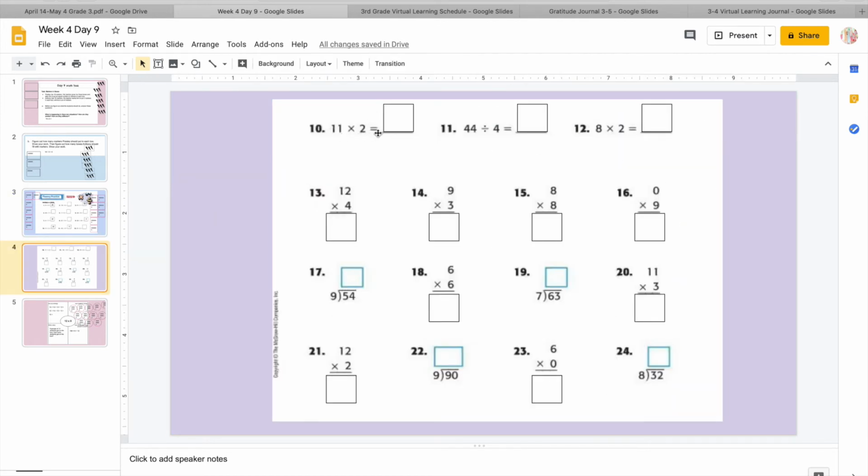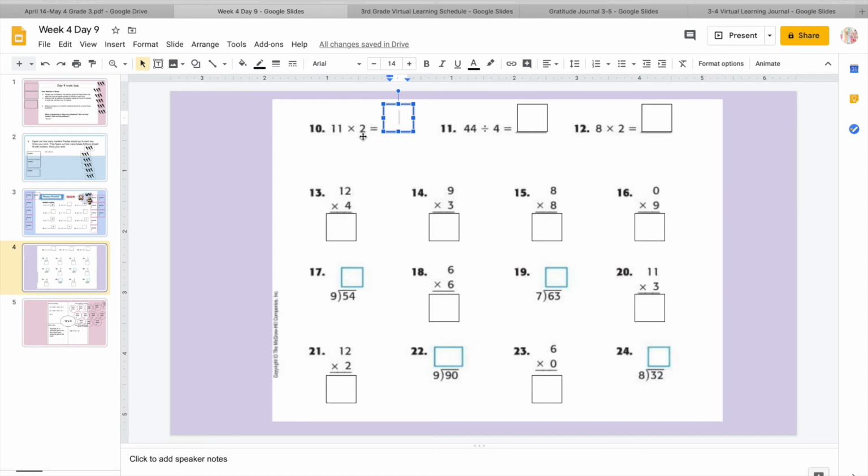Remember, don't let them trick you. 11 times 2, all you have to do is double that other factor. So you know it's going to be 22. Anything times 0, guys, remember, is always 0. I know it's easy to mix that up because we have been adding a lot lately. It is not 6. You have to multiply that by 0.